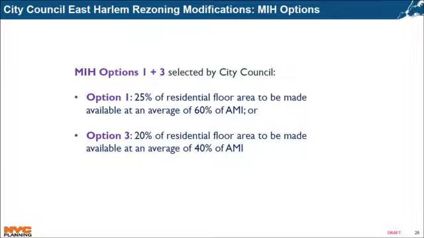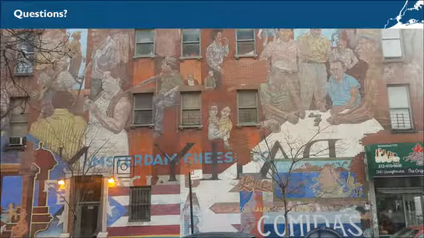In terms of the MIH options, the City Council adopted option 1, 25% of the residential floor area to be made available for an average of 60% of the AMI, and then option 3, 20% of the residential floor area to be made available for an average of 40% of the AMI. And that concludes the council mods.